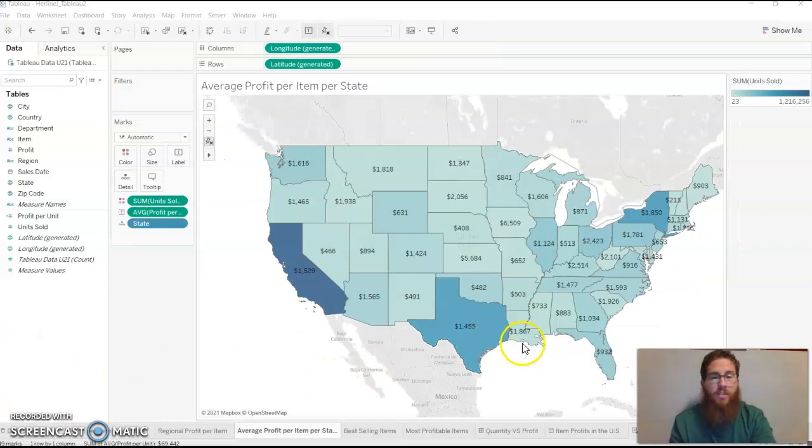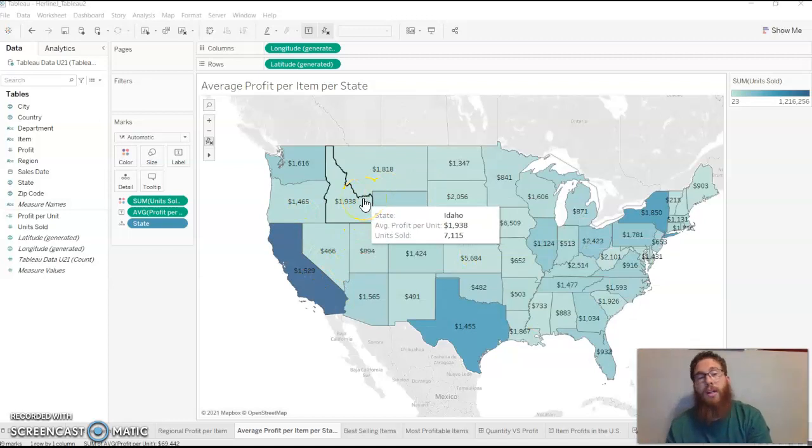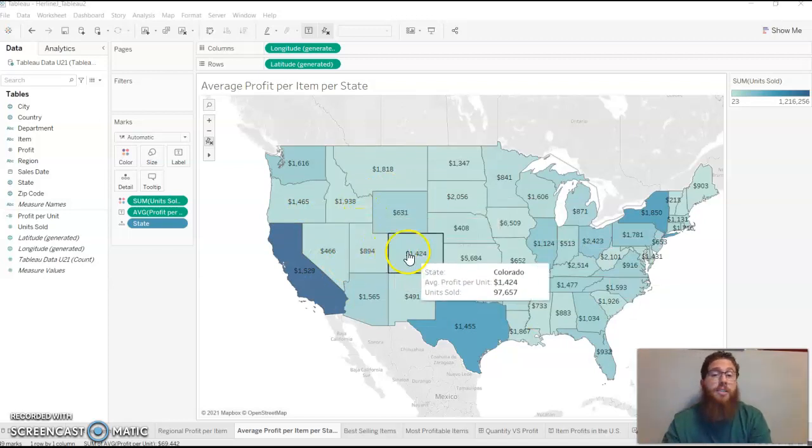This next worksheet gives us a view of the entire country, minus Hawaii and Alaska. And what you can see is the total amount of items sold per state and the average profit per state. So looking across the country, most states are pretty neutral in color, which implies that our sales are consistent from state to state.